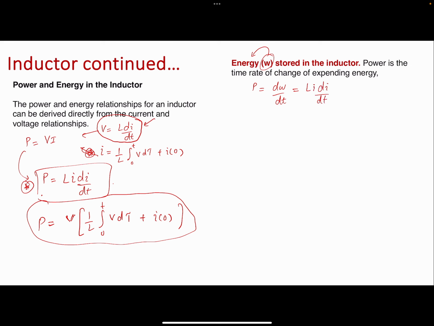If I'm going to use this, of course, I can cancel dt from both sides. I can say dW equals L i di, right? Here we have a variable of integration with the energy, and here we have a variable of integration with the current. So we can take the integral on both sides. Over here, I can put limits of integration; since this was the energy, from 0 energy to W energy, and I can replace the variable of integration with anything.